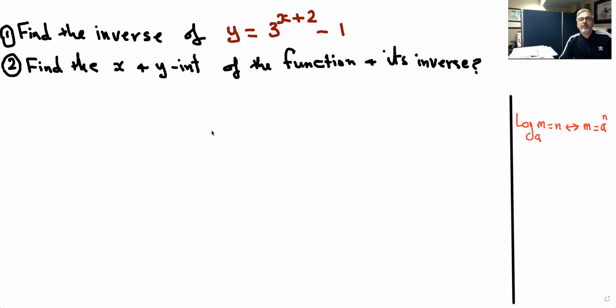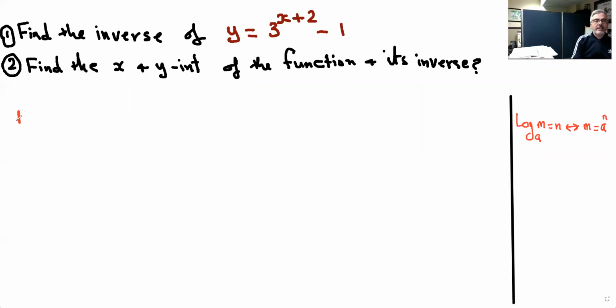Hi again, back to exponential and log functions. So here, they want me to find the inverse of this function right here. Now, to find the inverse, we always need to change x to y and y to x and then solve it again for y. So to be able to do this, I'm just going to rewrite this.